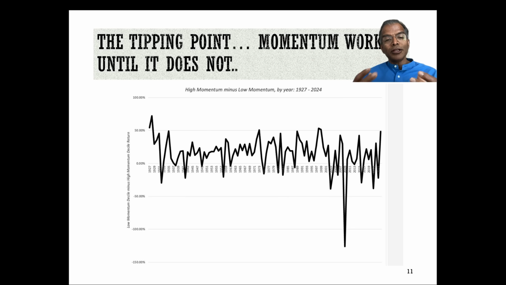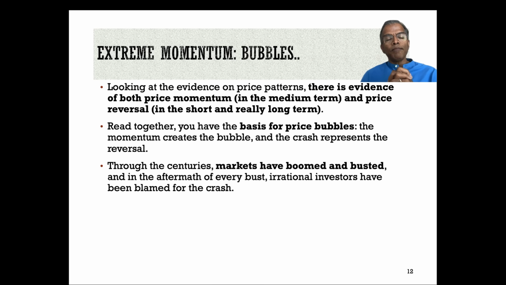So here's the bottom line on correlation. If you look at high momentum versus low momentum stocks, it varies by year. You're winning years, losing years, and that's something to factor in. There's no consistent winning strategy with momentum because it looks like it goes through phases where it wins a lot and phases where it doesn't work at all. Something to factor in. Overall, though, when you get extreme momentum, you get what people call bubbles.